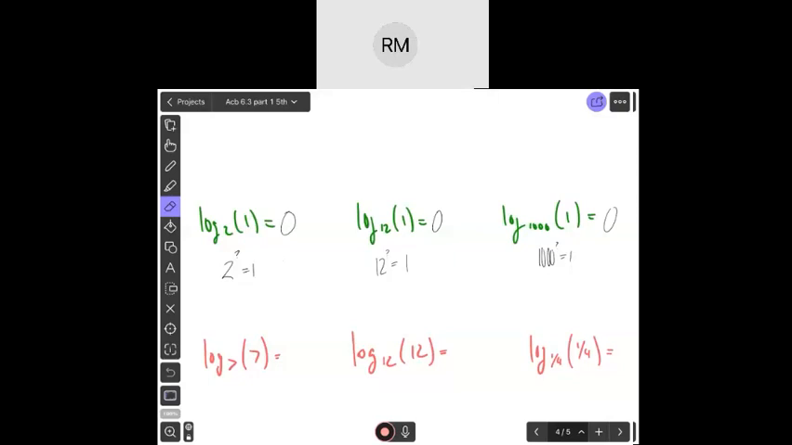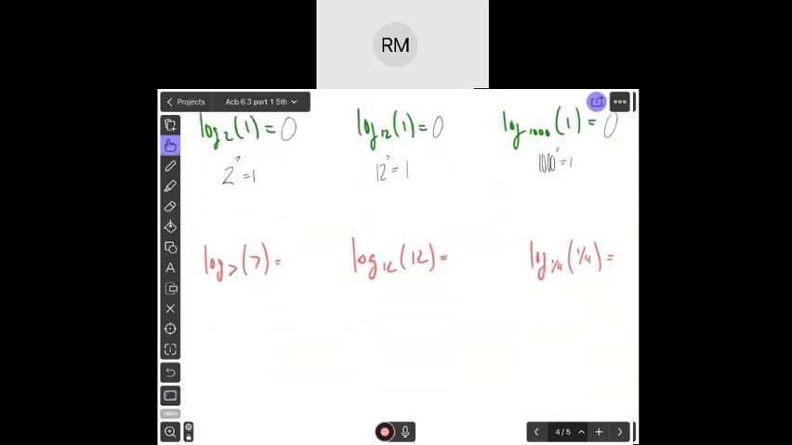Right? So what I want to say is if the argument is 1, the answer is 0. If the thing we're taking the log of is 1, the answer is 0, no matter what base the log is. Okay? So if we're taking the log of 1, the answer will always be 0. Okay?